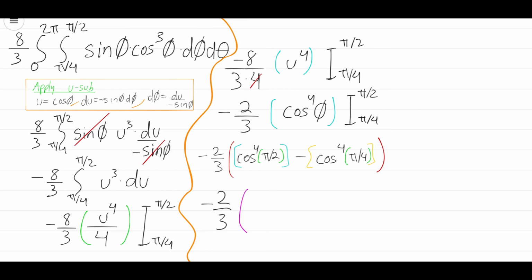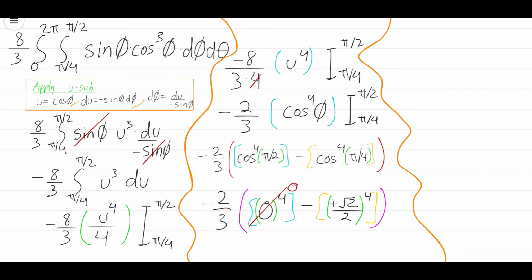So we know negative 2 over 3. We know cosine of pi over 2 is 0, to the 4th power, minus cosine of pi over 4. We know cosine of pi over 4 is root 2 over 2. So we're going to raise this to the 4th power. And we know this term zeroes out. In essence, negative 2 over 3 times 0 minus the square root of 2 to the 4th power over 2 to the 4th power. We're going to distribute the 4th power to each term.